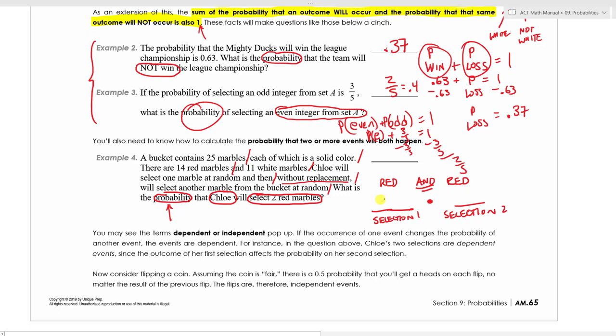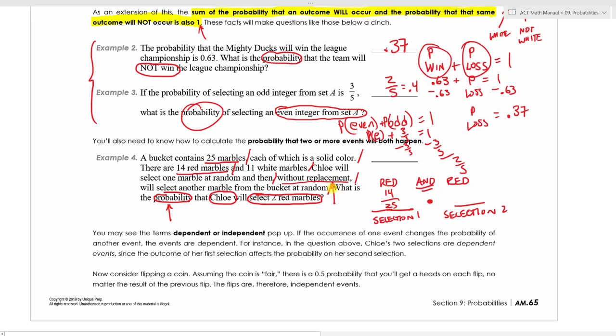So what we are going to do is determine the probability of getting a red on the first selection, and that's pretty easy. That's 14 out of 25. There are 14 red marbles. That's our desired or specified outcome. There are 25 total marbles, so that's the denominator of our fraction. So that's the probability of getting a red on the first selection.